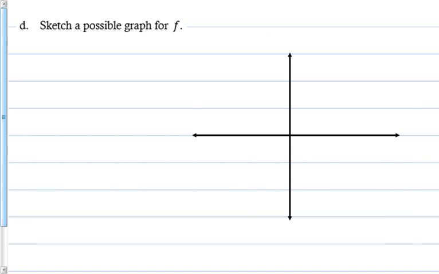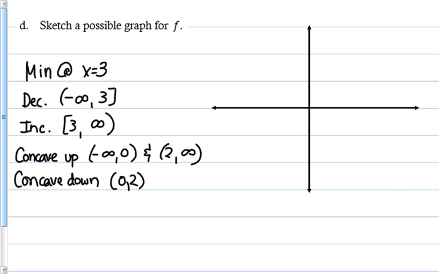Next, D. Sketch a possible graph for f. All right, so I'm going to actually use all the intervals from the previous answers. I'm going to write those down. All right, so here's all the information we have gathered from A through C. A told me that there was a minimum at 3. B told me that the graph was decreasing from negative infinity to 3, but then increasing from 3 to infinity. C told me the concavity of the function. It's concave up from negative infinity to 0 and then 2 to infinity. But then in between, it's concave down. So we need to translate this into some kind of graph.